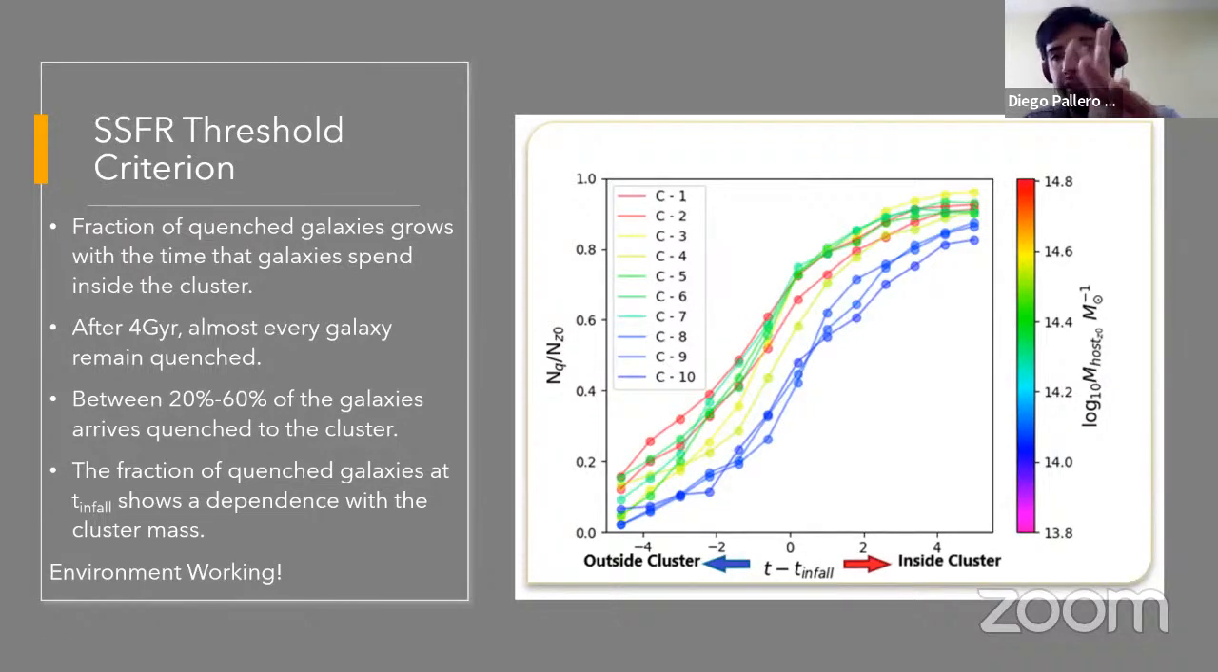It's a normalized time scale. For each galaxy, I measure the time of accretion, and see how that galaxy is 4 gigayears before and 4 gigayears after, just to see on which time scale the environment is affecting that galaxy.